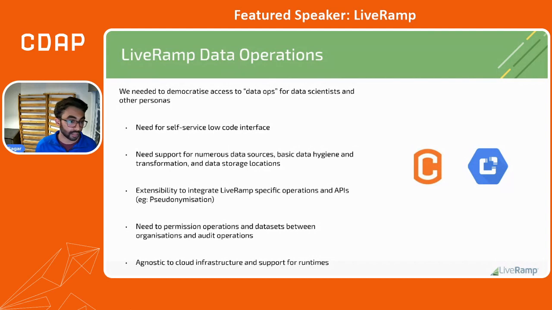We need to permission these operations and data sets between organizations. So that goes back to our idea that in Safe Haven, one of the key value propositions is providing secure data collaboration. So if we want to do that, we need a way not just to permission data sets, but also to permission the actual operations that you do on those data sets. And when you do that, a data science persona can actually 10x the impact they can have within the organization. And then finally, we want it to be agnostic to cloud infrastructure and support multiple runtimes so that we're building for the future.